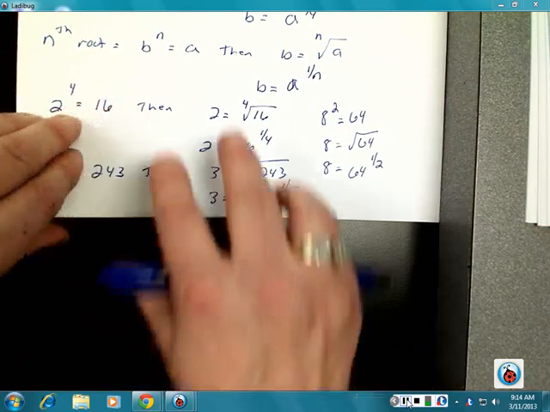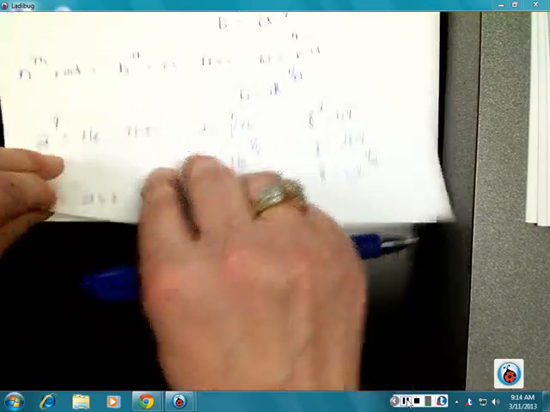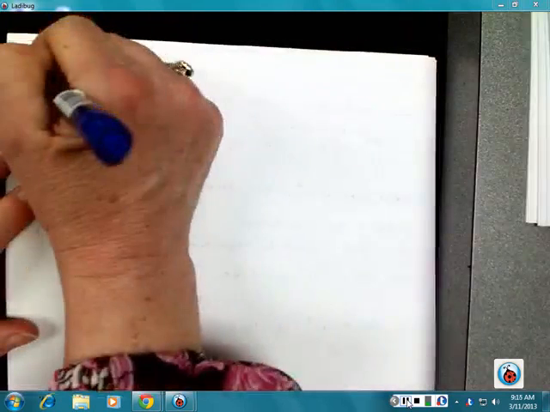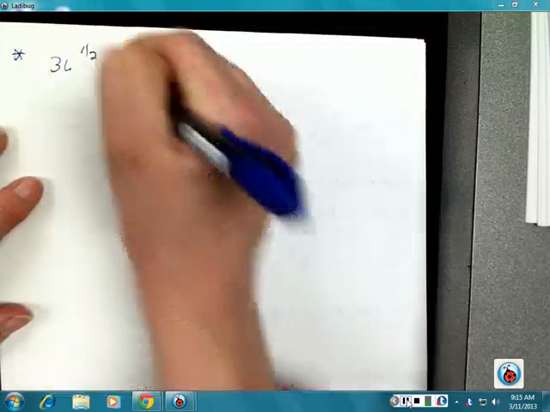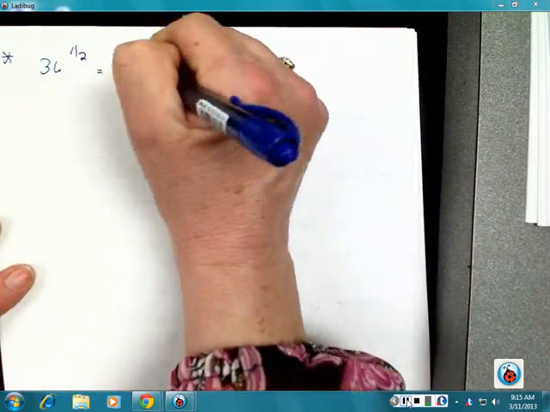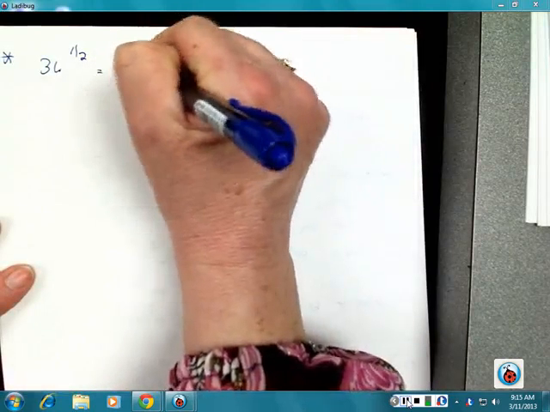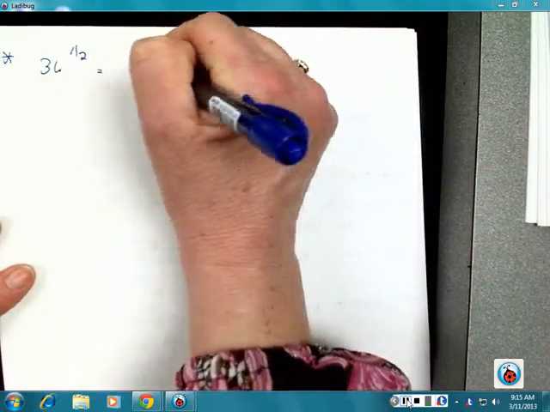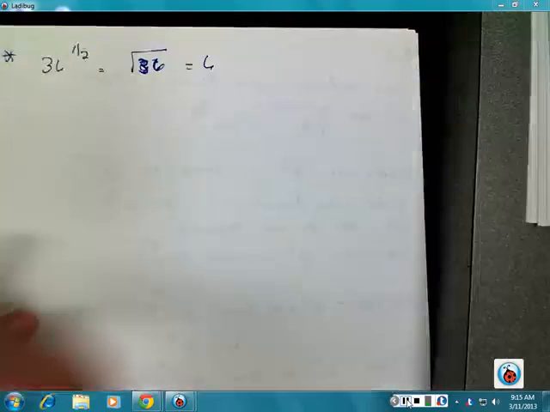If we take those and we reverse them, and they give you, which they do in homework, 36 to the 1/2. Well, because it's to the 1/2, what does that mean? Well, it means I have the square root of 36. So what's the square root of 36? 6. So your answer is 6.